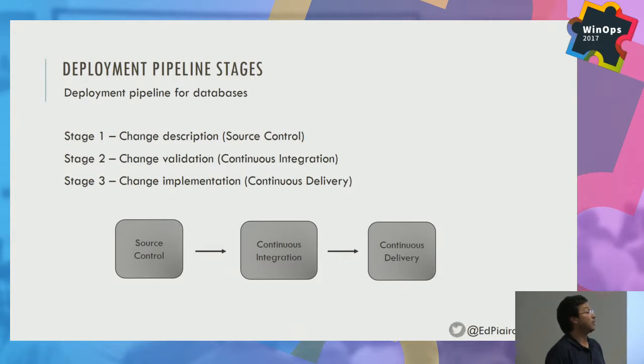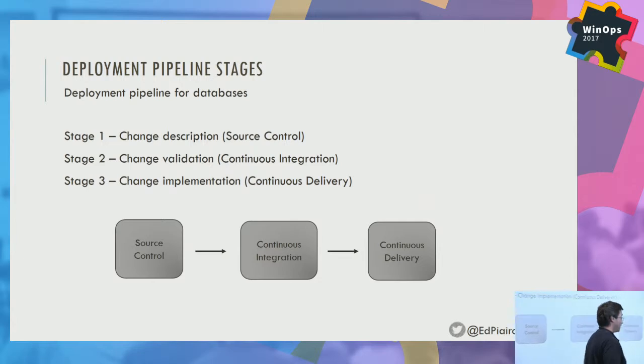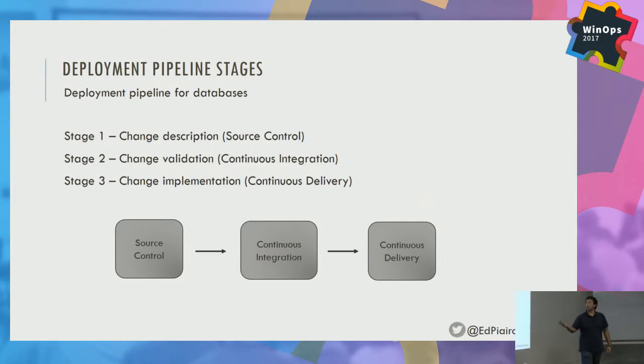First, I need to say what I need to change. I need to describe my change. Second, I need to validate that change in order not to break what I have done. And third, I need to implement that change. In the software or application world, it's easy to accept this, right? I would say everyone does application or software like this at the application level. The question is why database is not included.